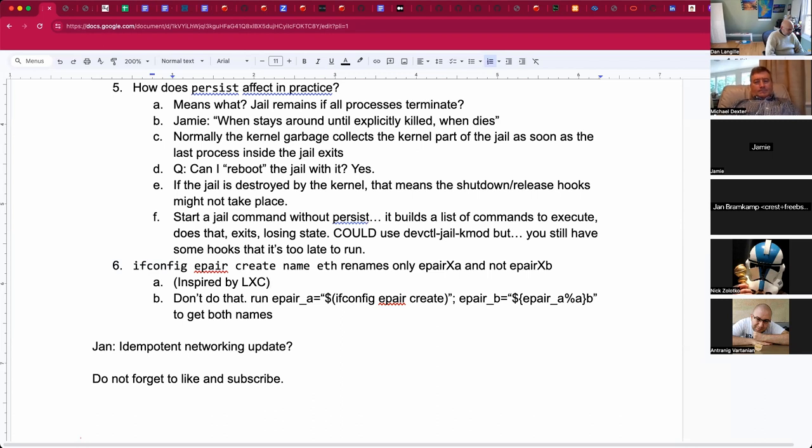And the student was like, hey, can I, because they also played the CTF, and thank you, Jan, for the idea of having emojis as interface names. That was always a brilliant idea, apparently. And they're like, okay, it's a terrible idea. Can we put the name of the jail in the name of the interface? I'm like, hey, that's a very good idea. But then when we try to do ifconfig create interface name, it would only rename the epair A.